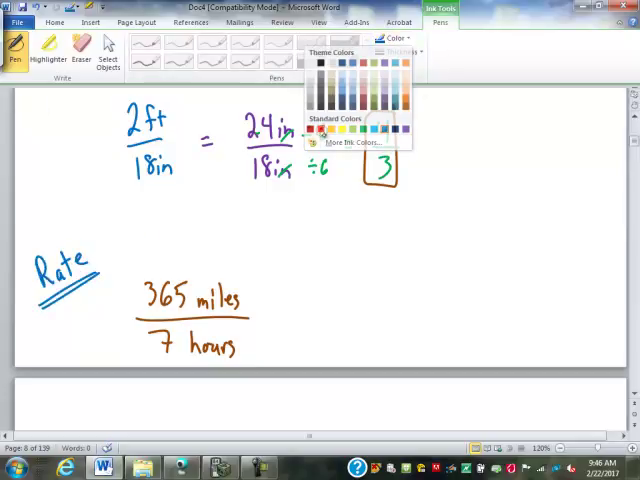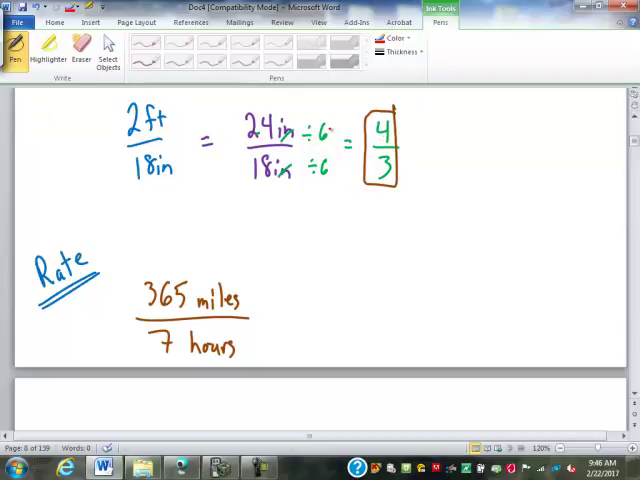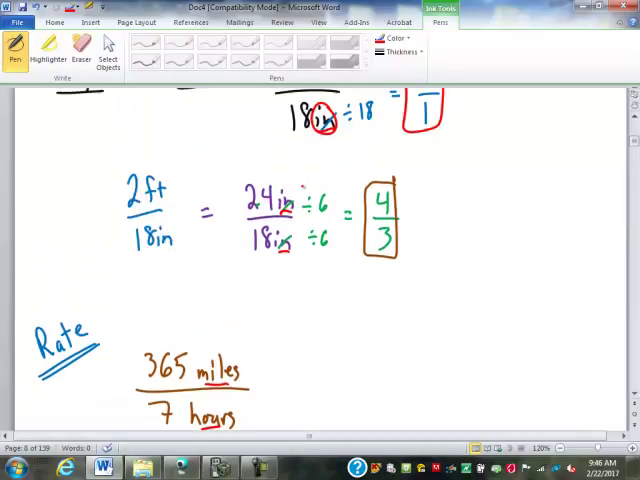That is the first big difference between a rate and a ratio. A rate compares two things with different labels. A ratio compares two things that have the same label or same units. The second big difference between a rate and a ratio.